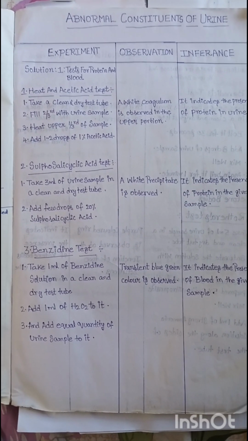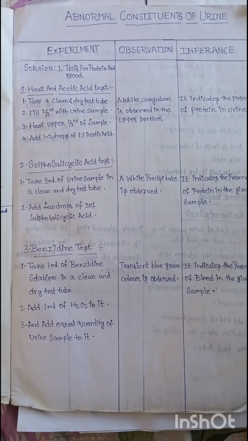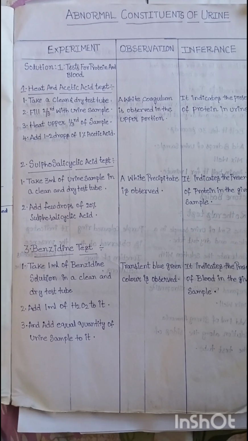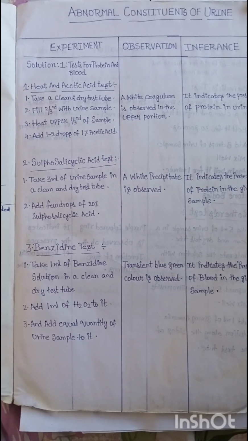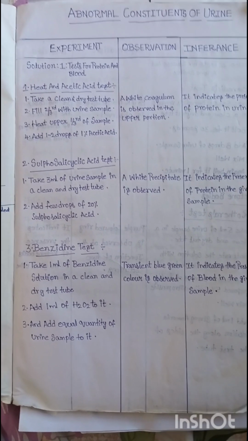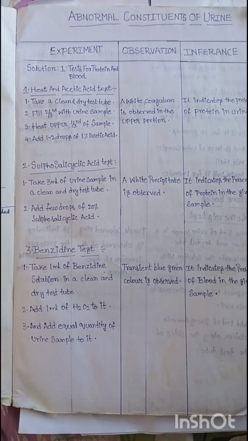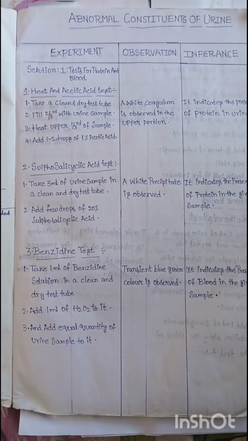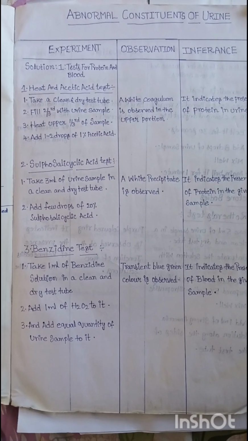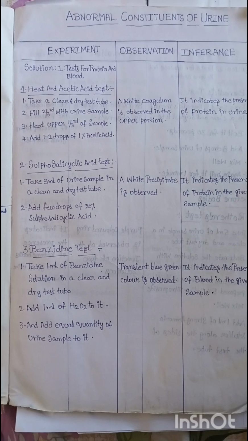Now coming to the sulfosalicylic acid test. Take 3 ml of urine sample in a clean and dry test tube. Add a few drops of 20% sulfosalicylic acid. What is the observation? A white precipitate is observed. What does it indicate? It indicates the presence of protein in the given sample.